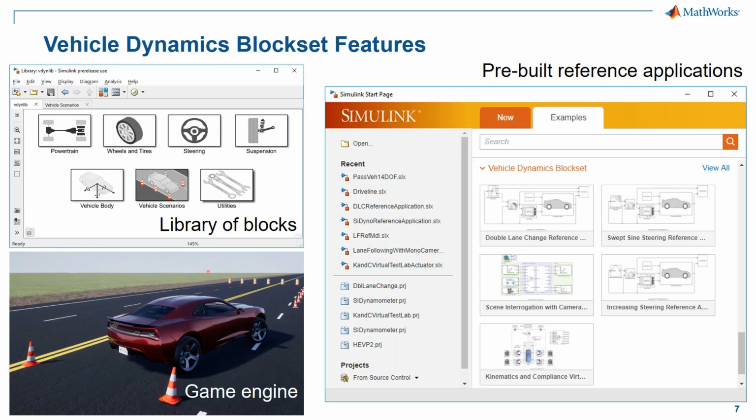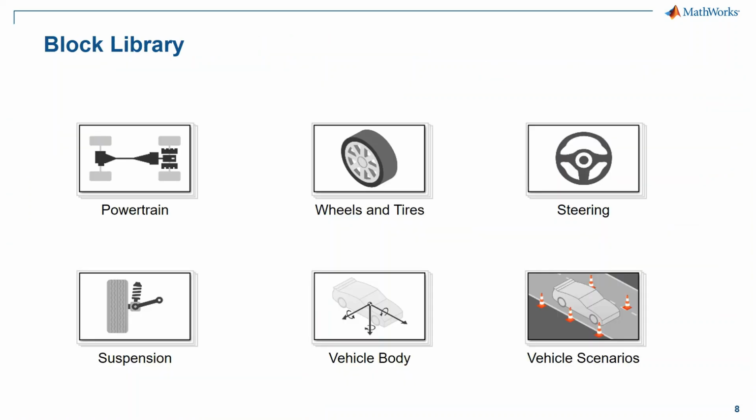Now, the Vehicle Dynamics Blockset comes with three main features. It has a library of blocks, an integration to a game engine, and pre-built reference applications where we put everything together for you in fully assembled models. Looking at the library of blocks that you see here, this is the way we've decomposed the block library for Vehicle Dynamics. It has some simple powertrain models. If you want to get more in-depth in the powertrain, there is a Powertrain Blockset for that. It has tire models for the longitudinal and lateral slip behavior. We have a variety of different steering configurations and suspension configurations depending on your application. And we have vehicle bodies from the simple bicycle model up to a full 6-degree-of-freedom chassis model.